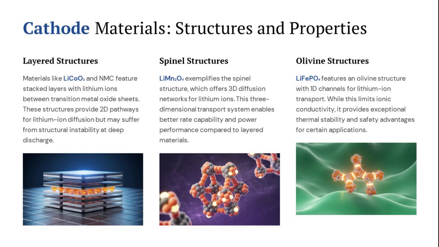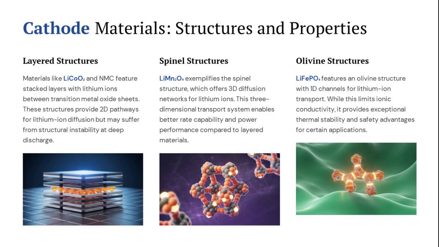Olivine structures, with LiFePO4 as the prototypical example, have a different architecture altogether. In this orthorhombic structure, iron occupies octahedral sites, phosphorus forms tetrahedral PO4 groups, and lithium ions reside in one-dimensional channels along the [010] direction. The strong covalent P-O bonds in the phosphate groups provide excellent structural stability and thermal safety.